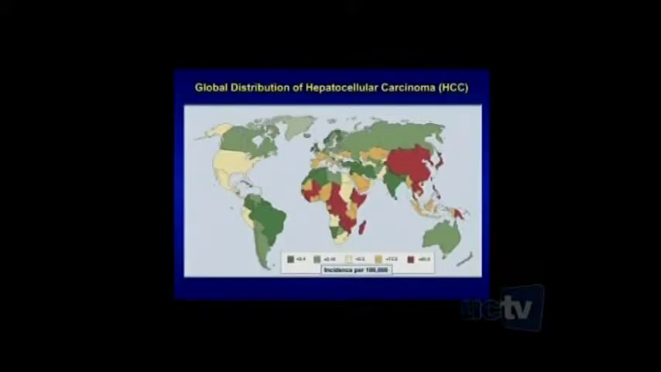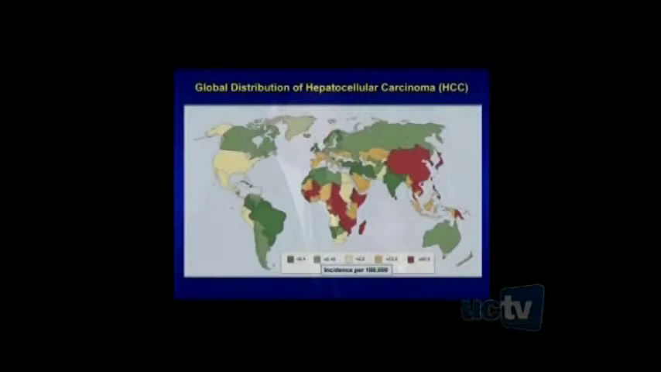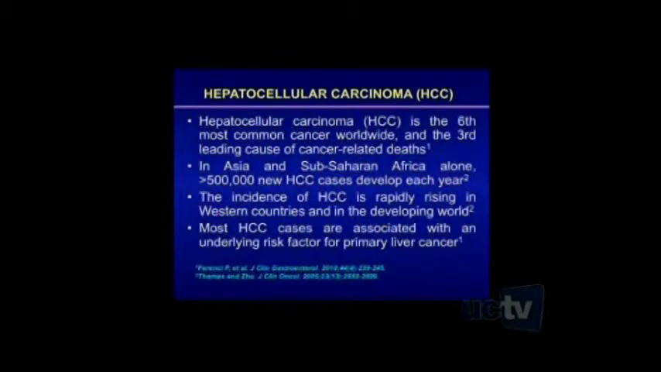These red areas are areas with very high prevalence of liver cancer, and the numbers are astounding. You can see here 10 to 100 per 100,000 people in the population. So 1 in 1,000 to 1 in 10,000. That's an enormous problem. We live in a country where the incidence of liver cancer is relatively low, but you should know that it's definitely increasing.